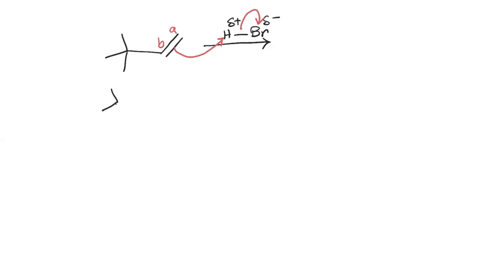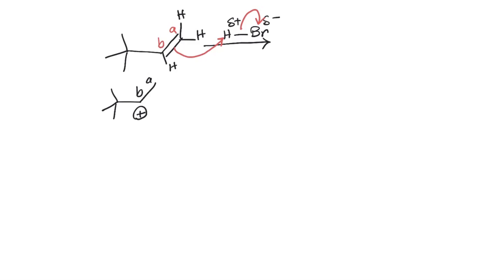So first, this carbocation forms. I'm not showing the hydrogens which are bonded to carbons, but I have added a hydrogen to carbon B, right? So before the reaction, it had 2 hydrogens. This one had 1 hydrogen. After adding the hydrogen, A has 3 hydrogens and B still has 1 hydrogen.